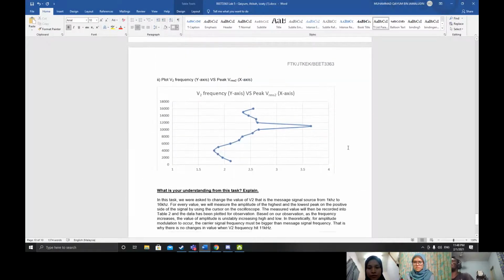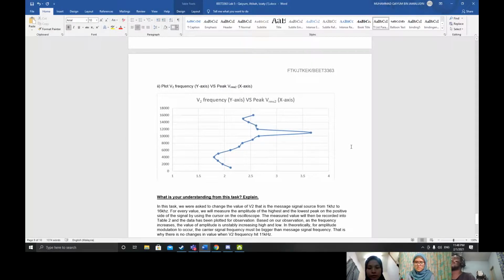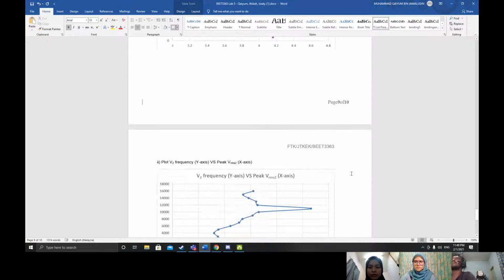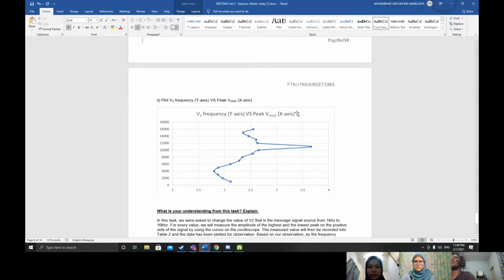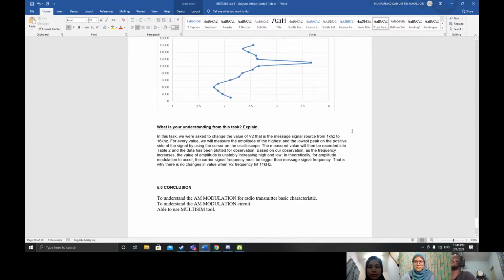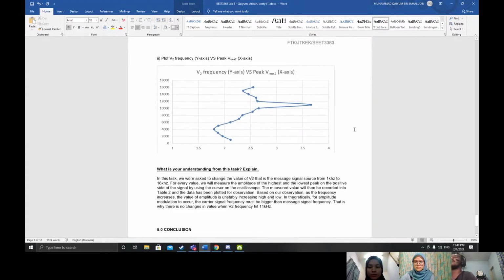So theoretically, for amplitude modulation to happen, the carrier signal frequency must be bigger than the message signal frequency. So that is why we can get the constant result at 11 kilohertz. I think that's about it.